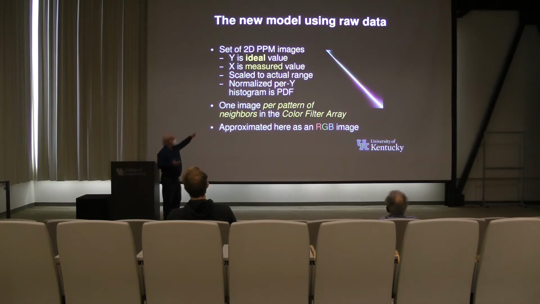It has to do with this idea that each color channel that has a unique pattern of neighbors is a unique color channel to us, even if a couple of them happen to be the same color for the filter that's there. Right? The ideal value still is the Y coordinate on that. The X value is the measured, and you can see again it's normalized as a histogram for each line across.